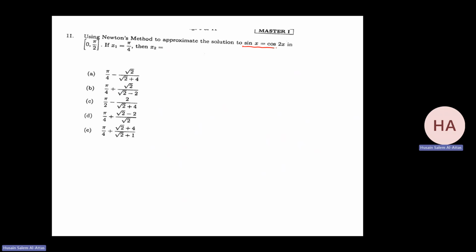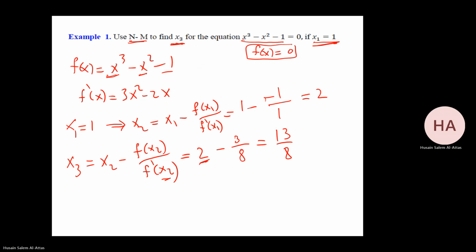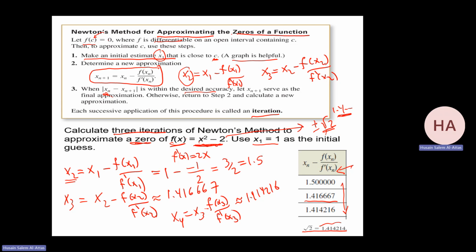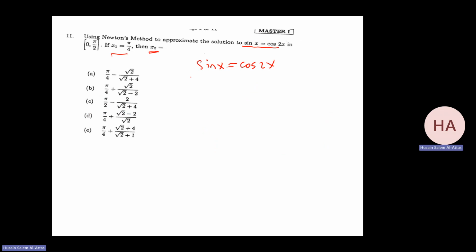Okay, I want to solve this equation, starting with x1, and he wants x2. Be careful. As we said before, Newton's method is used to approximate what? The zero of a function. So I need something equal to 0. I cannot work with this as it is. So my first step is to make it equal 0. Either I move cosine or sine, to make it equal to 0. So this is my function where I will apply Newton's method.